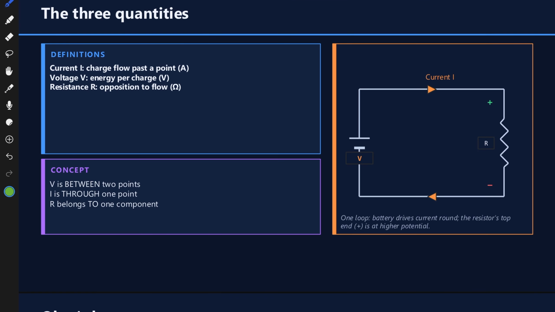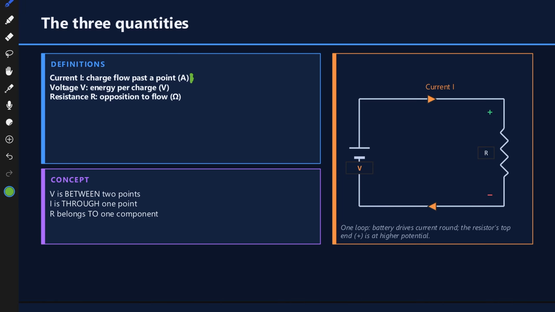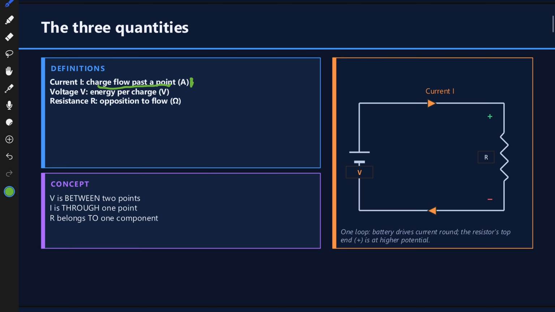So, current I, we'll just go over a basic revision of what they mean, even if you don't know how it ties into theory. Current I is the charge flow past a point. It's basically just the current through the wire, right? It's a flow of charge past a point. How fast charge is moving.